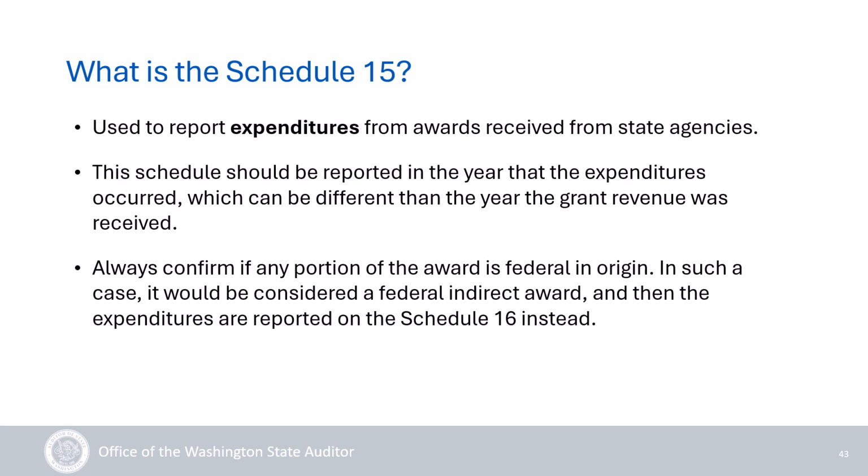Since we are discussing award money, remember to always confirm with the state agency to see if any portion of the award is federal in origin. Federal funding always stays federal, and there are instructions on how to report any mix of state and federal funding in the Schedule 15 and Schedule 16 instructions.